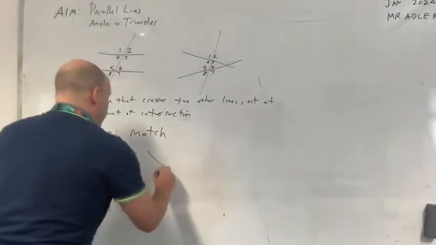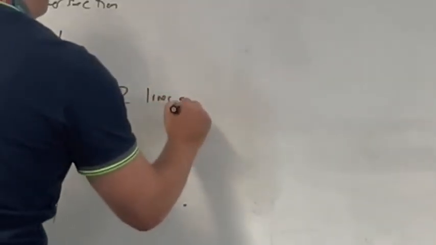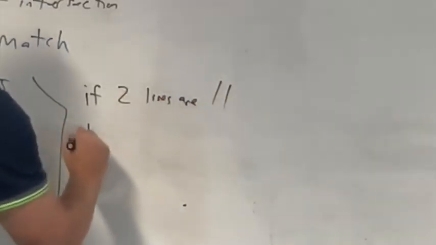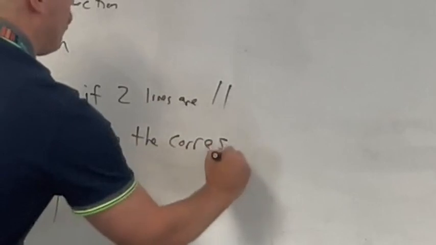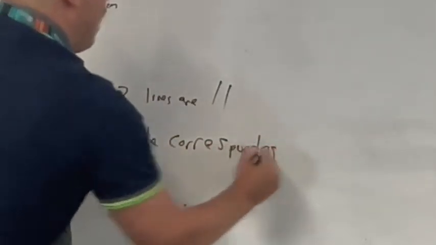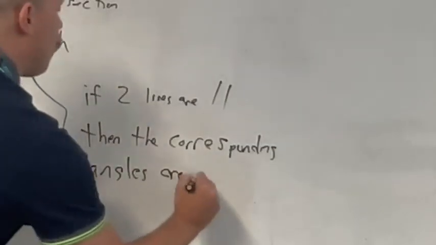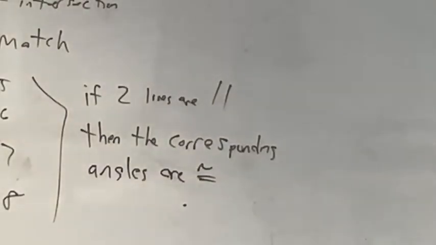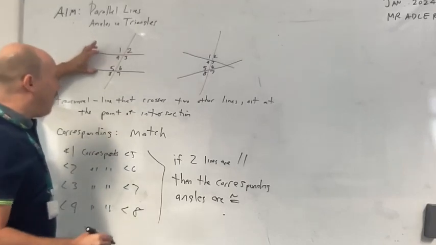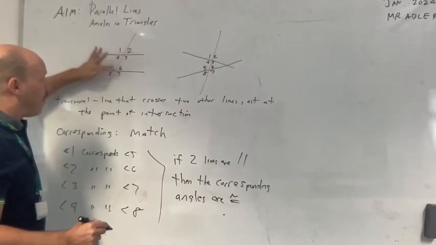So if two lines are parallel, then the corresponding angles are congruent. The corresponding angles are congruent. So if these two lines are parallel, then 1 is congruent to 5, 2 is congruent to 6, 3 is 7, 4 is 8.